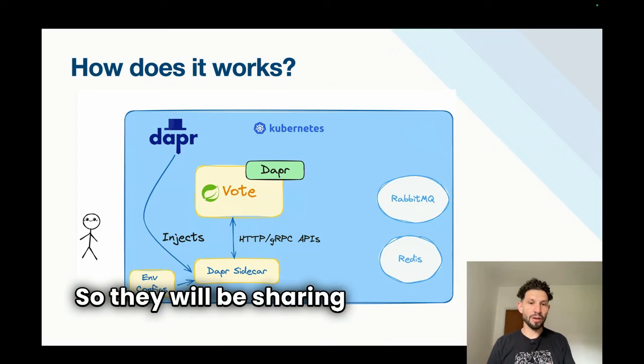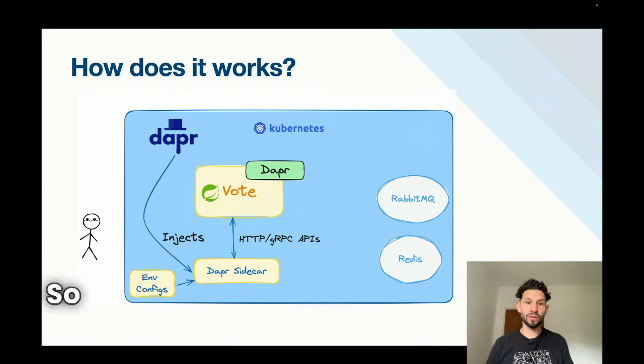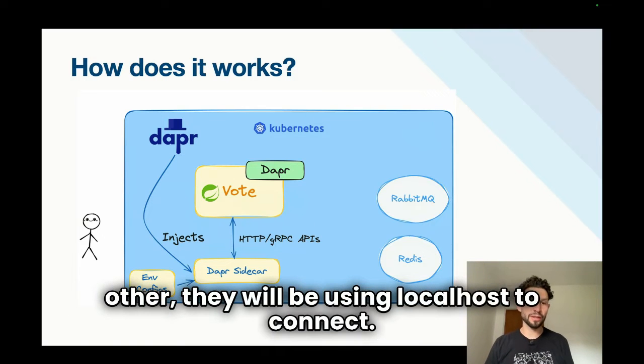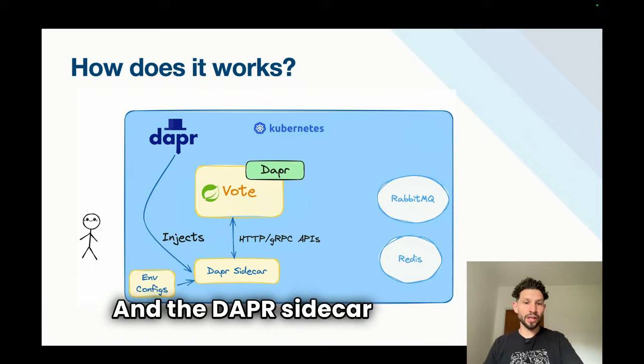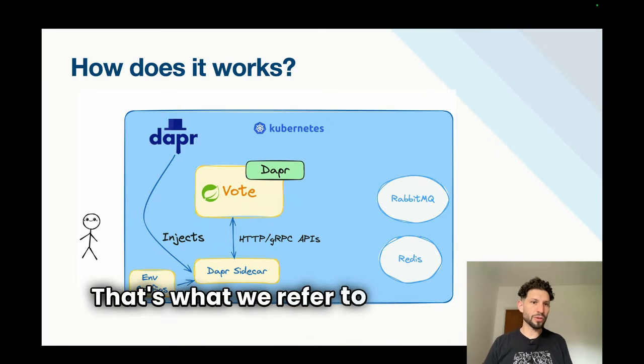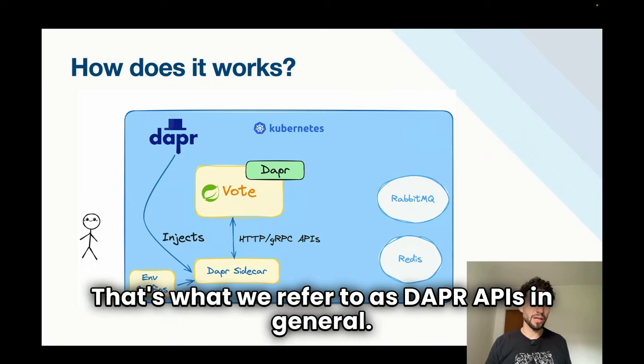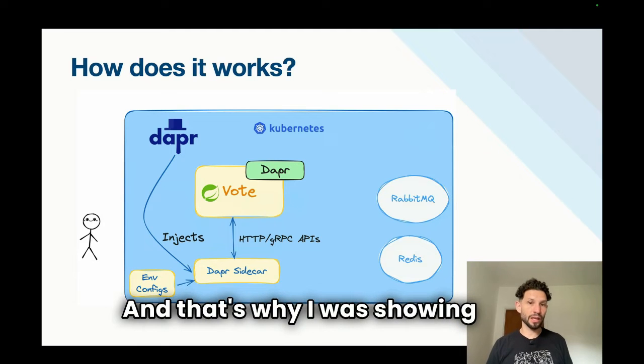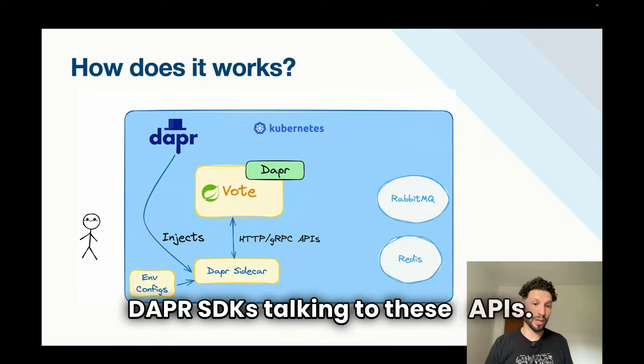So they will be sharing the same networking namespaces. So when they want to interact between each other, they will be using localhost to connect. And the Dapr sidecar will expose a bunch of HTTP and gRPC APIs. That's what we refer to as Dapr APIs in general. And that's why I was showing the Dapr SDKs talking to these APIs.